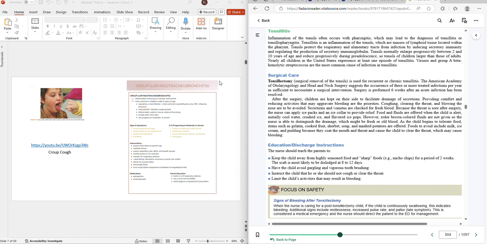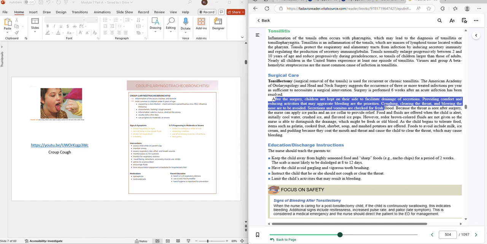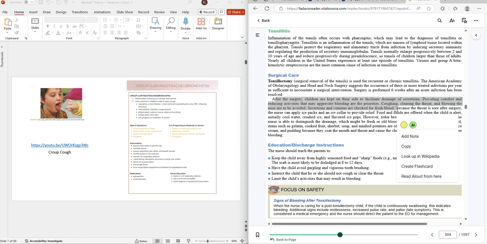So tonsillectomy. After the surgery, wink and lollipop, we are going to provide comfort measures, of course, right? They are kept on their side. Make sure you understand that. They're kept on their side to facilitate the drainage of secretions. We do not need them aspirating on blood after a tonsillectomy. So they are kept on their side.